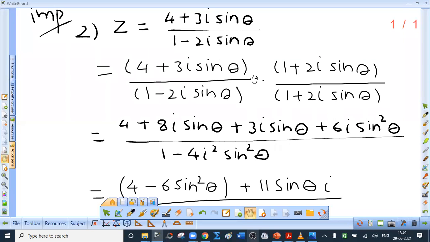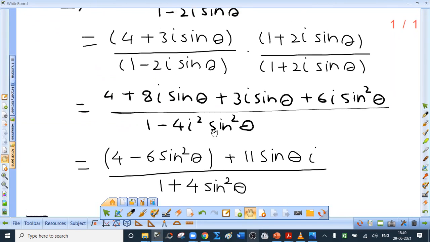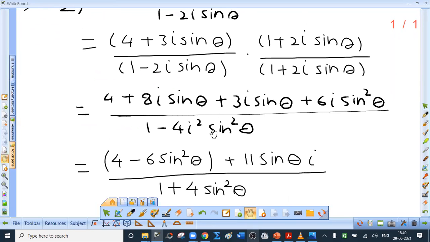So after multiplying by the complex conjugate, just open all the brackets. Here I have omitted one step. See, one minute. This should be 6i square, right? Just check this. Because when you open the bracket, 3i sine theta into 2i sine theta is 6i square sine square theta. Now what is i square? Minus 1. And that is why I club this with this real term. Please check, 4 minus 6 sine square theta. Now 8i sine theta plus 3i sine theta is 11i sine theta.